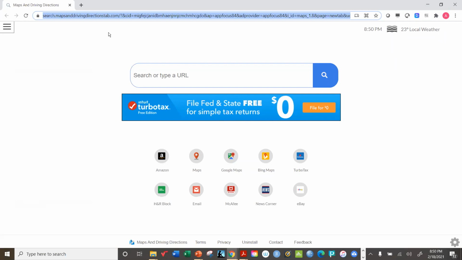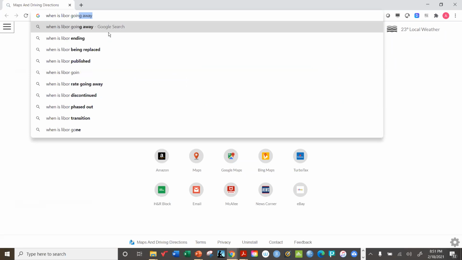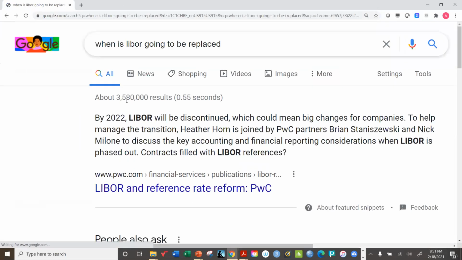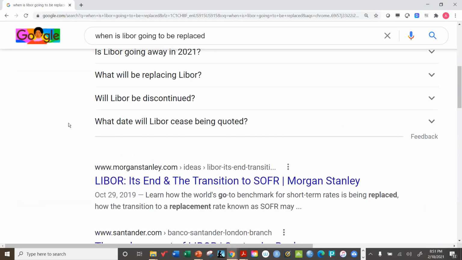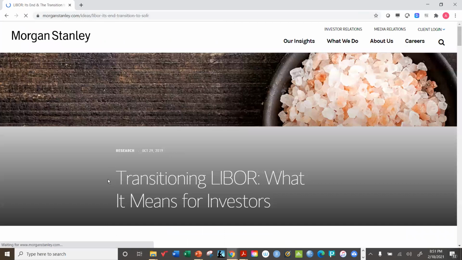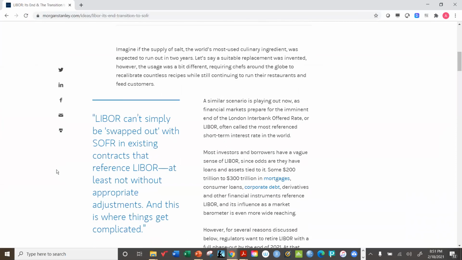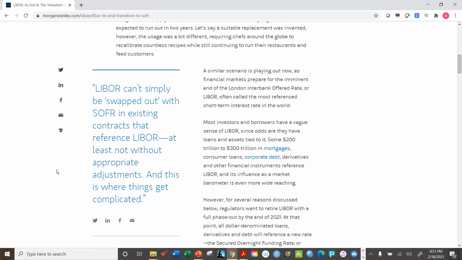So what I'm going to do is do a little checking right here because the transfer is supposed to take place very, very soon. So here we go. Let's see, when is LIBOR going to be replaced? Here it is. By 2022, LIBOR will be discontinued, which could mean big changes for companies. And then what's going to happen? It's going to be replaced by this new rate called SOFR. Yeah, which basically is set up by the Federal Reserve System in the United States.